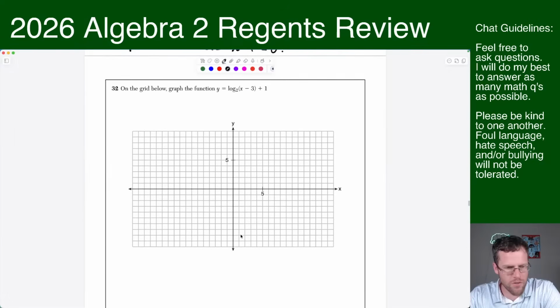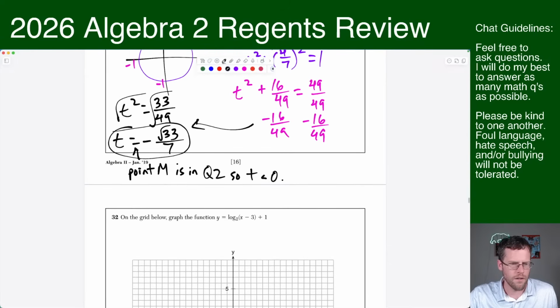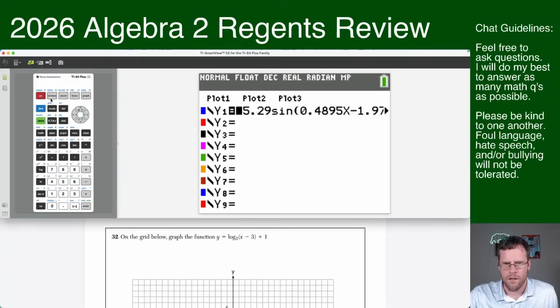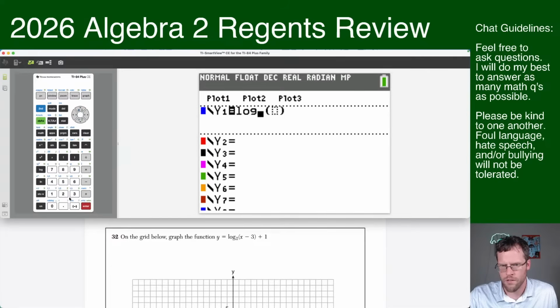All right, next one here, we're just graphing. So next up, we're graphing this. So calculator. So y equals math, go to log base 2 of x minus 3. And there's a plus 1 on the outside. Okay, so we do this.